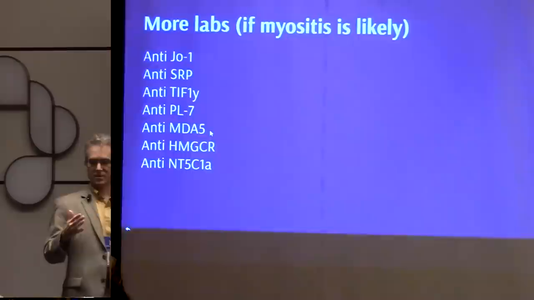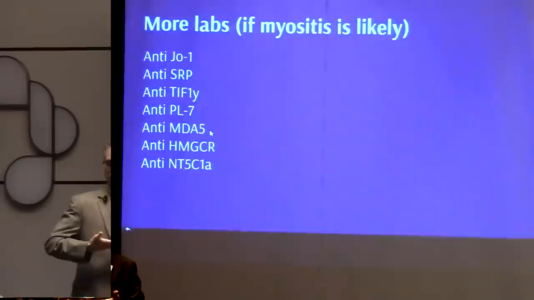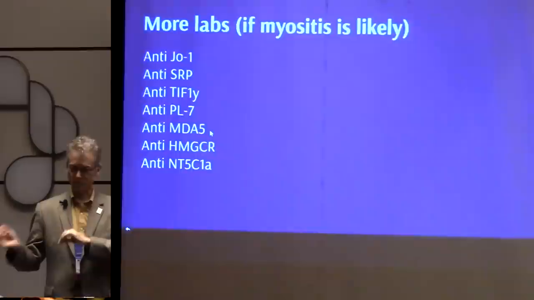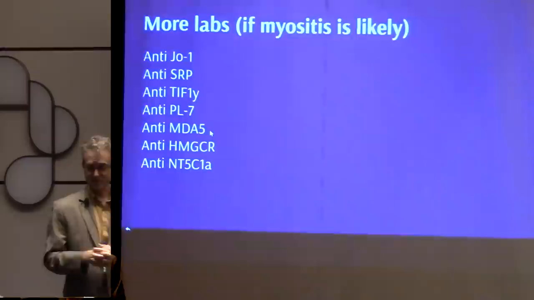So if MDA5 is positive, we need to get a good CAT scan of the chest to look for fibrosis or some kind of damage to the lungs. Whatever's damaging the skin is also affecting the alveoli and the inside of the lungs.